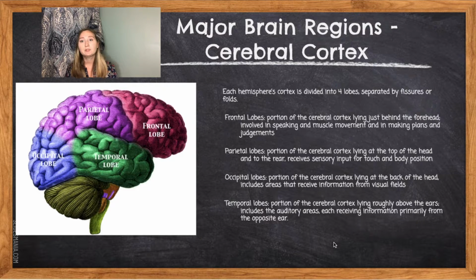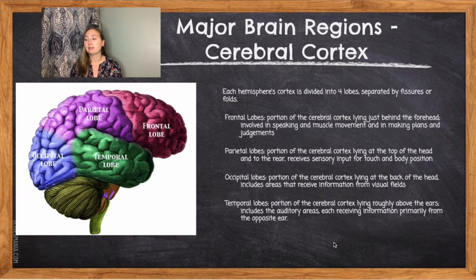The frontal lobes, which are in the front, are the portions of the cerebral cortex lying just behind the forehead. These are involved in speaking, muscle movement, and in making plans and judgments and decisions. The parietal lobes are the portion of the cerebral cortex lying at the top of the head and to the rear. So they're kind of here on that crown area, right? These receive sensory input for touch and body position. The occipital lobes are the portion of the cerebral cortex lying at the back of the head.